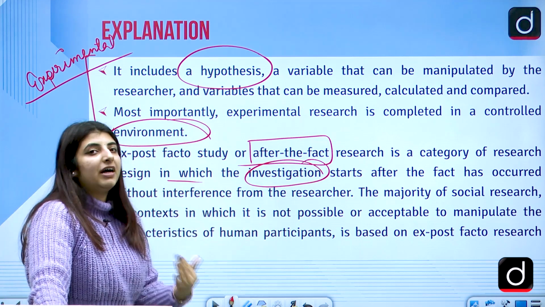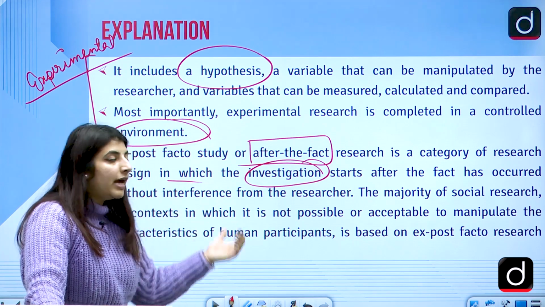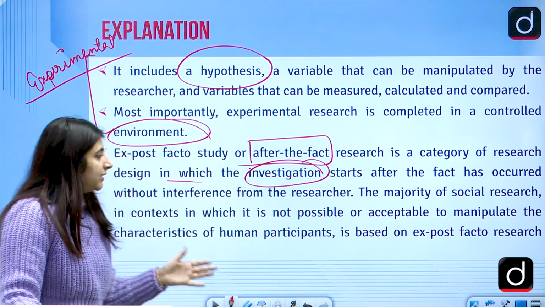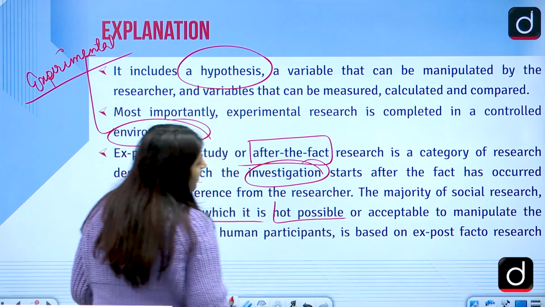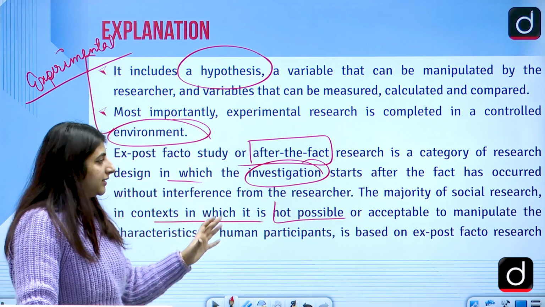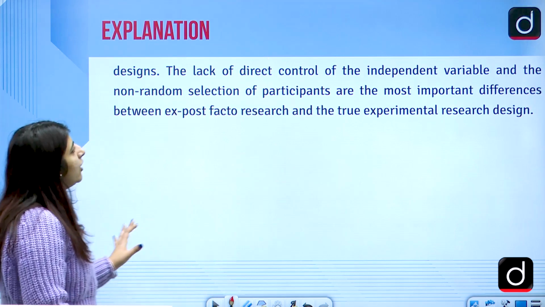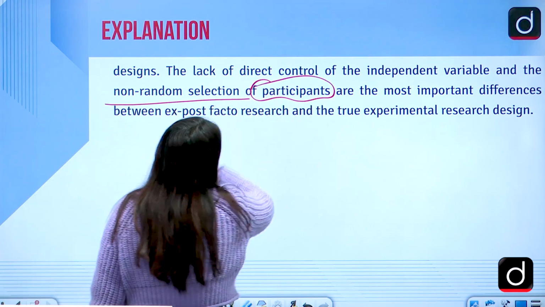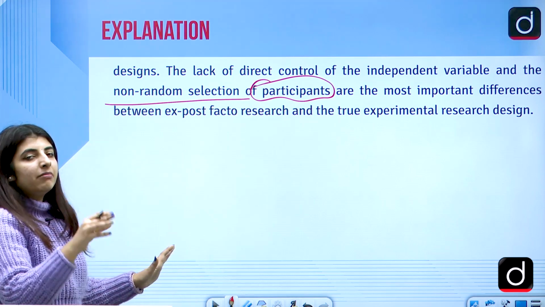So the researcher is not going to participate in this very research, whereas in the experimental research he will be the one who is observing things. Here he will just be seeing the causes which have occurred after the process, right? The majority of social research, in which it is not possible or acceptable to manipulate the characteristics of human participants, is based on ex post facto research. So social research usually uses the method of ex post facto research. The lack of direct control of the independent variable and non-random selection of participants are the most important differences between the ex post facto and the true experimental research design.